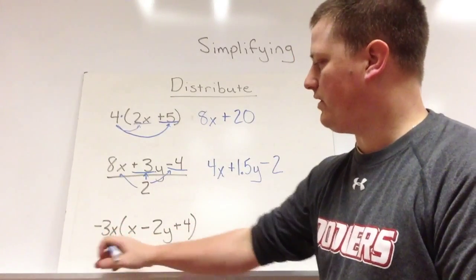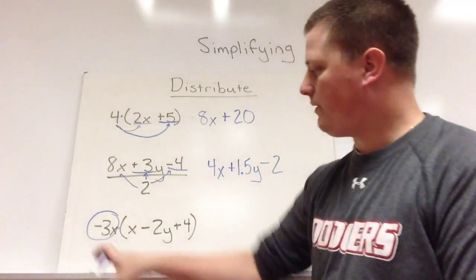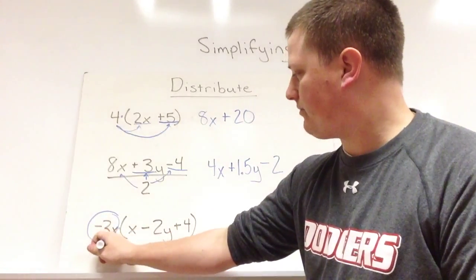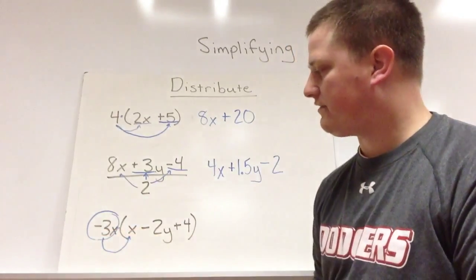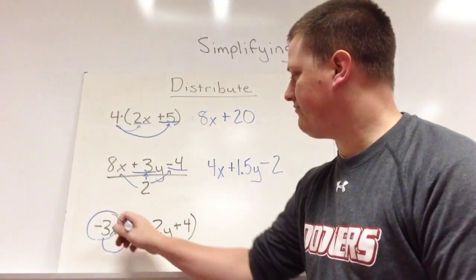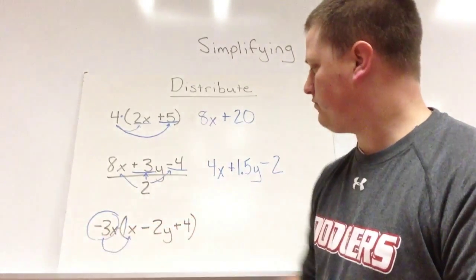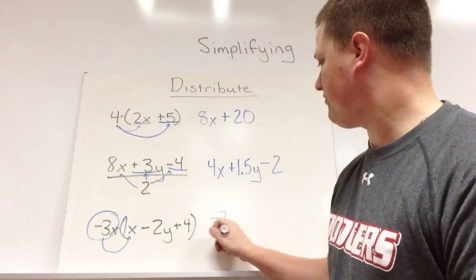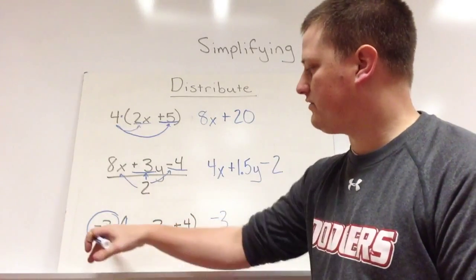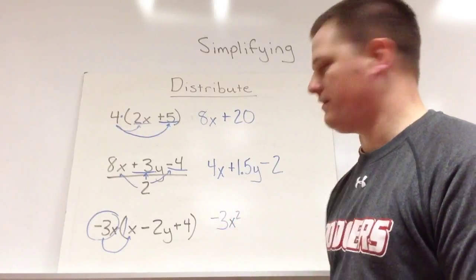Next, we have this one, where we're multiplying negative 3x. So we want to take this times everything. So we're going to take negative 3x times x. Well, anytime there's no number in front of a variable, as we've talked about before, we can just put a 1 in front. So this is really negative 3 times 1, which is negative 3. We have x times x. We can multiply variables together. So x times x is really x squared.